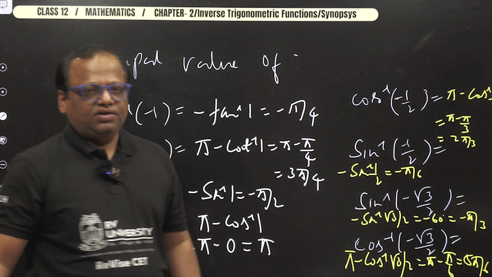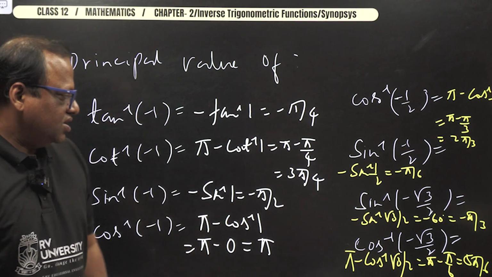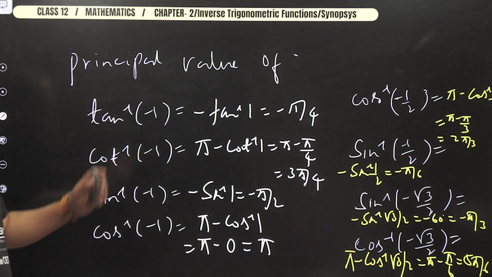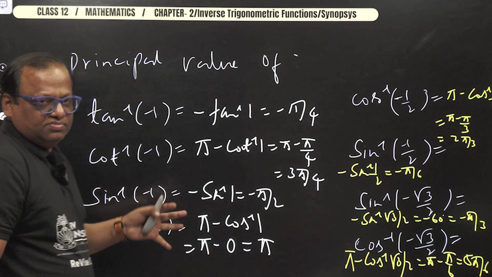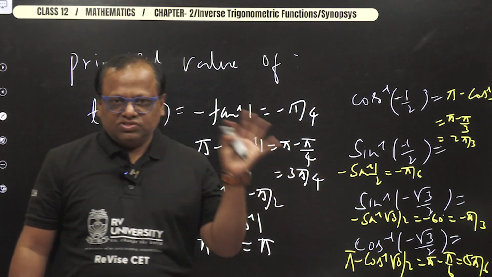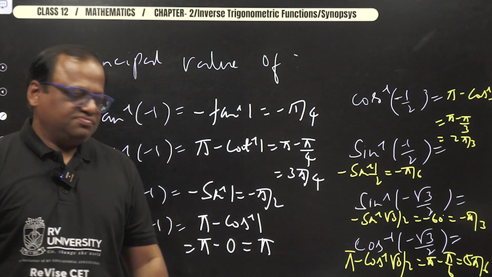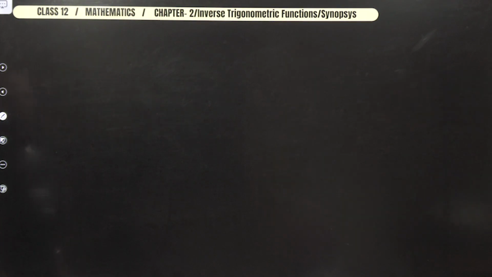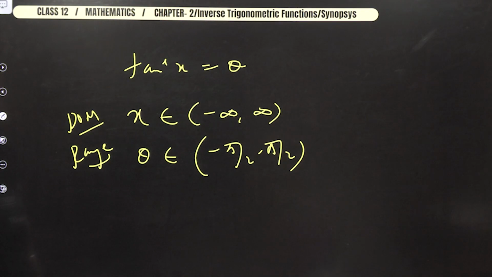Cos inverse of root 3 by 2 is 30 degrees, since cos 30 is root 3 by 2. So these are the basic problems. These problems will help you in solving the difficult problems. This we discussed anyway, right?